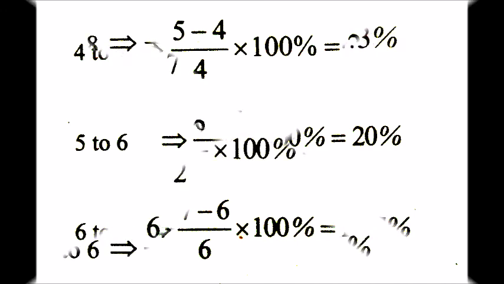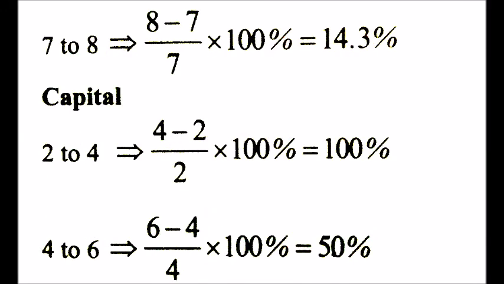Then we have 7 to 8. That's 8 minus 7 divided by 7 times 100, which will give you 14.3%. Then after that, you calculate for capital. So capital will start from 2 to 4. So 4 minus 2 divided by 2 times 100 will give you 100%. Then you have 4 to 6. 6 minus 4 divided by 4 times 100% will give you 50%.